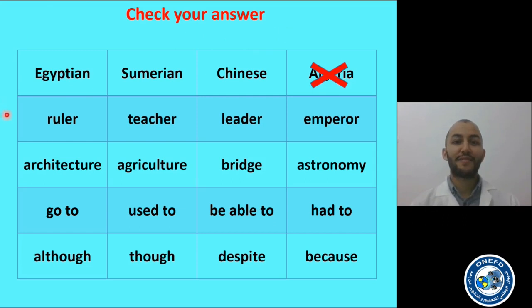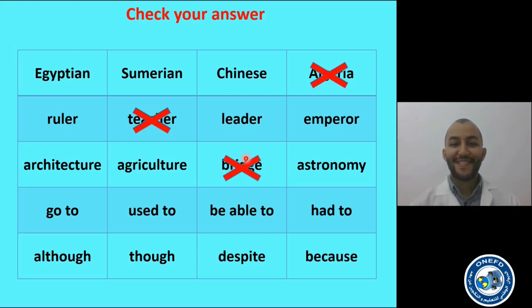Okay, so let's go to the second line. You have ruler, teacher, leader, and emperor. From these words, which is the odd one? Yeah, it's teacher. Okay, good. Third line, we have architecture, agriculture, bridge, and astronomy. Which one is the odd one? Yeah, it's the bridge. Okay, nice.